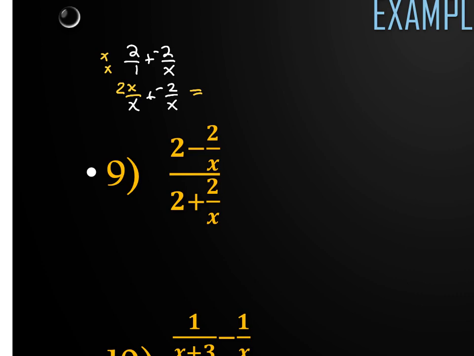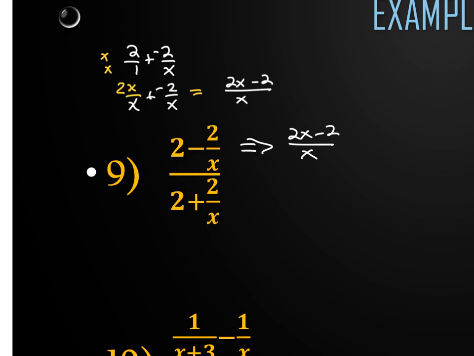So now what we get here is 2x plus negative 2, so I can just make it 2x minus 2 over x. So whenever it's a subtraction, I would probably automatically, before you even try to find a common denominator, do the keep change flip. It definitely helps you, especially if you have more than one term.